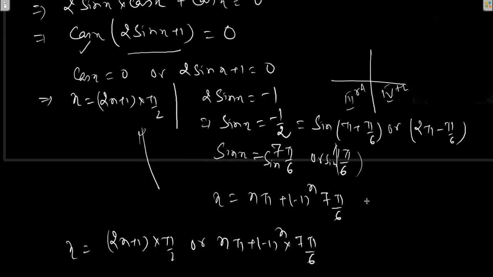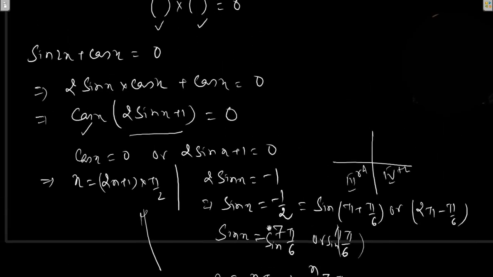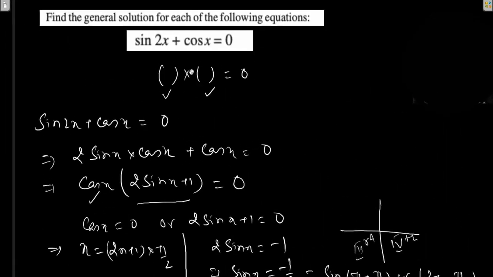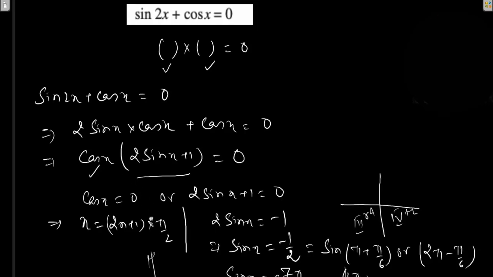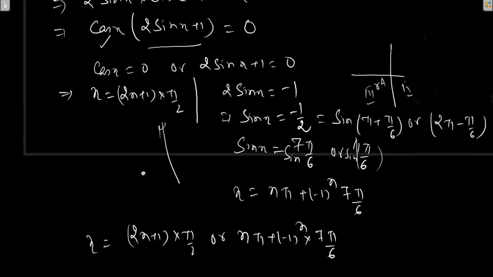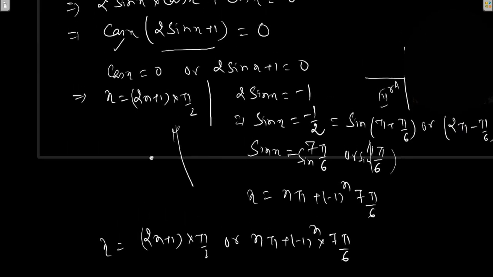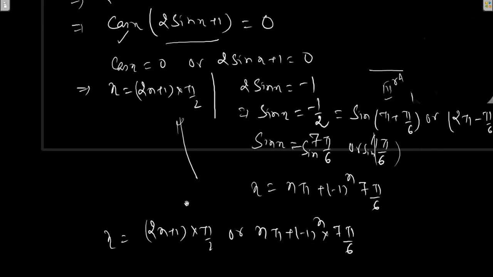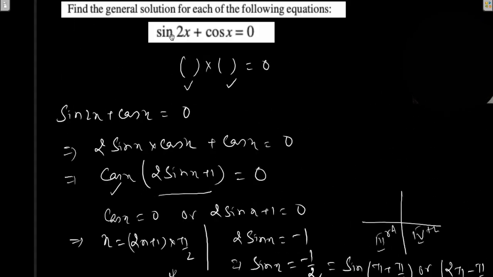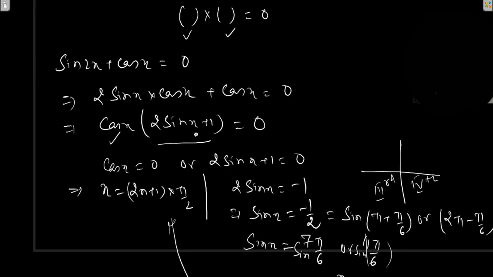Alright. So yeah, these are the answers, and in all three equations what we have done is we have tried to reduce the expression into some product of two or more functions, and once we have got that, we have just equated each of them to 0 and then got the value. So in all these problems, even if you put the value of x equals (2n plus 1) into pi by 2 in this equation, you will start getting 0. So let's do that and see one of the examples.